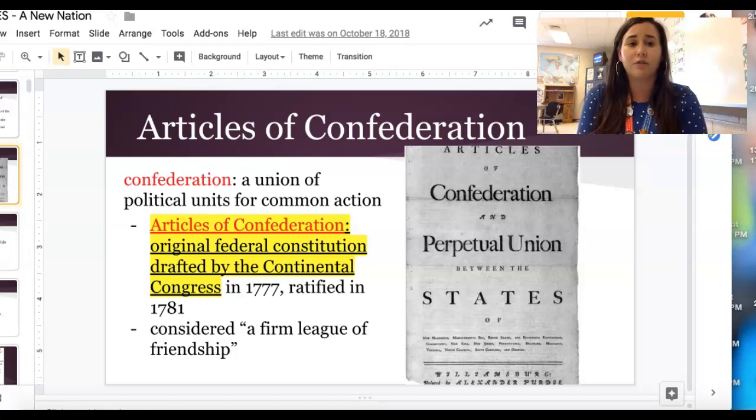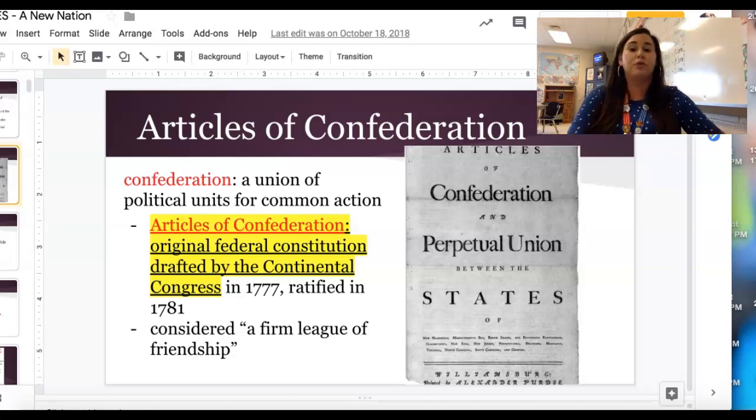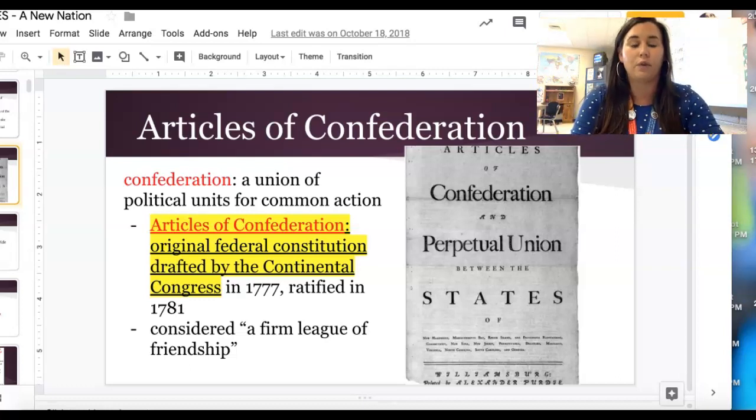So the Articles of Confederation were the original federal constitution drafted by the Continental Congress in 1777 in the midst of the Revolutionary War. The Articles of Confederation were ratified, which means approved, in 1781, the last year of fighting within the war. So the Articles of Confederation are going to be the rules of our federal government for the first 10 years or so of our country's existence.